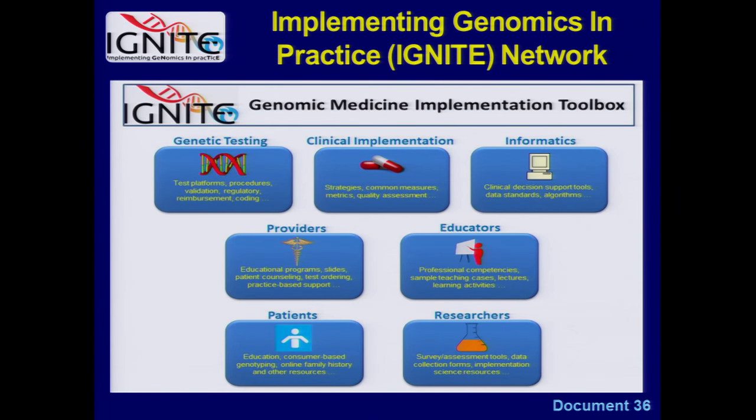The IGNITE Toolkit is another network-wide project that has generated much excitement and anticipation throughout the program. Intended as a one-stop shop for genomic medicine, the toolkit is an interactive data repository intended to assist researchers and healthcare institutions in the implementation of genomic medicine. A prototype of the site was released in January.